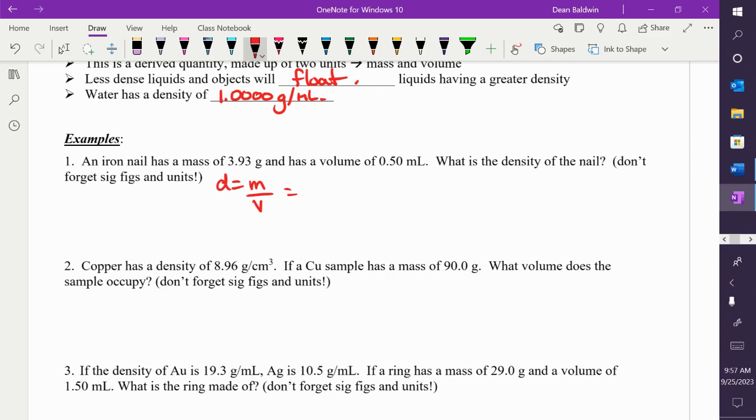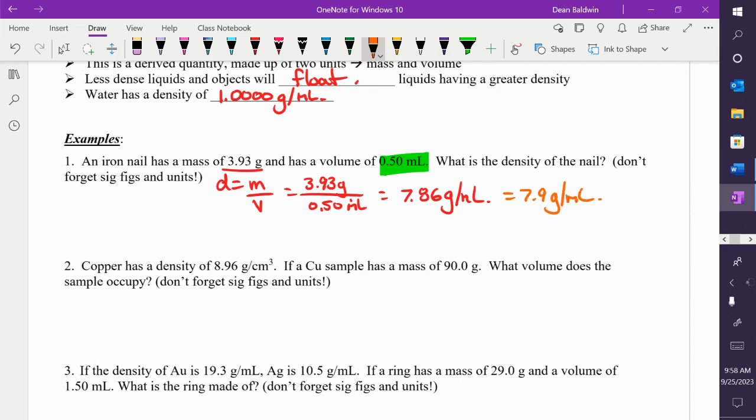What's the mass? 3.93 grams. The volume is 0.50 mils. That spits out this: 7.86 grams per mil. But how many sig figs should our answer have? 2, right? Because of the 0.50 mils. So we round this to 7.9 grams per mil.